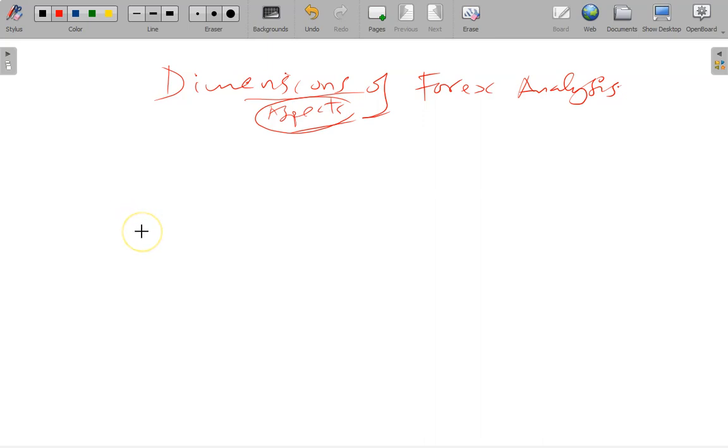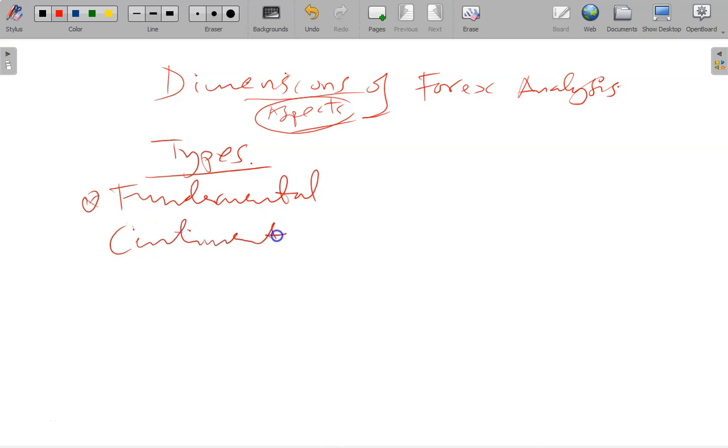So we will have different aspects or dimensions. Some people call them types of Forex analysis, and we will discuss three types. We will cover the idea of fundamental analysis, then sentimental analysis, and the last one will be technical analysis. These are the three dimensions, or aspects, or types of Forex analysis.